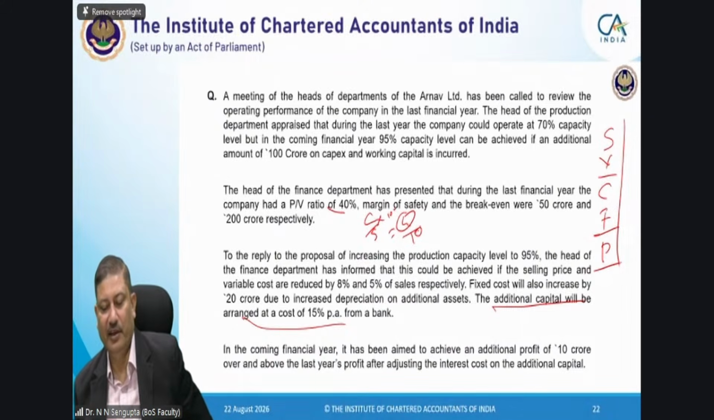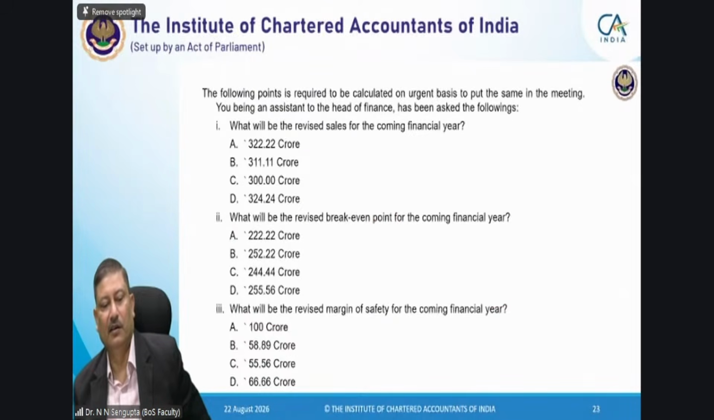In the coming year, it has been aimed to achieve an additional profit of 10 crore over and above the last year profit after adjusting the interest cost on the additional capital. So the following points are required to be calculated on an urgent basis to put the same in the meeting. You being an assistant to the head of finance have been asked the following. What will be the revised sales for the upcoming year? Upcoming financial year, that means the next year.